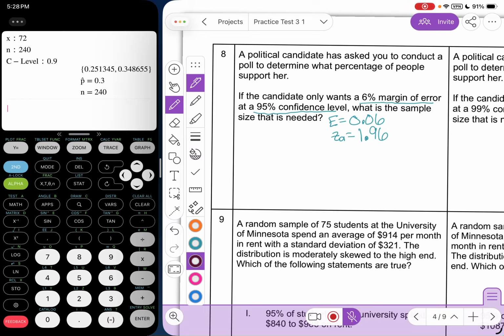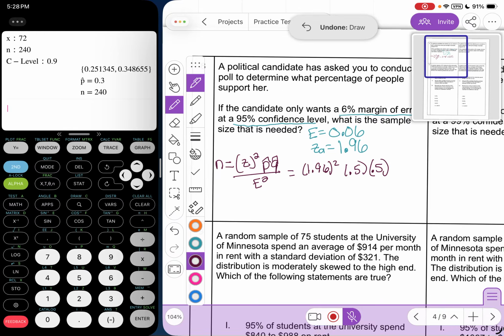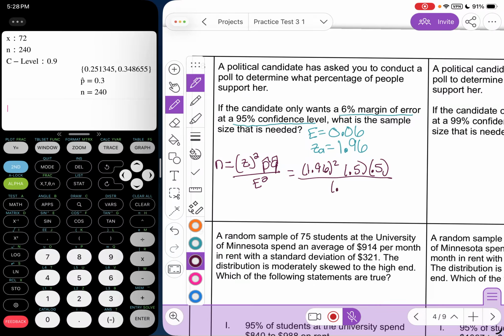We weren't given a standard deviation, so we're going to have to use the other formula. So this is the one where we do Z squared P hat Q hat over E squared. So Z is 1.96. We weren't given a previous percent. So when it's unknown, we use 0.5. Q is 1 minus P. So 1 minus 0.5 is 0.5. And then E is that 6% margin of error from our problem.